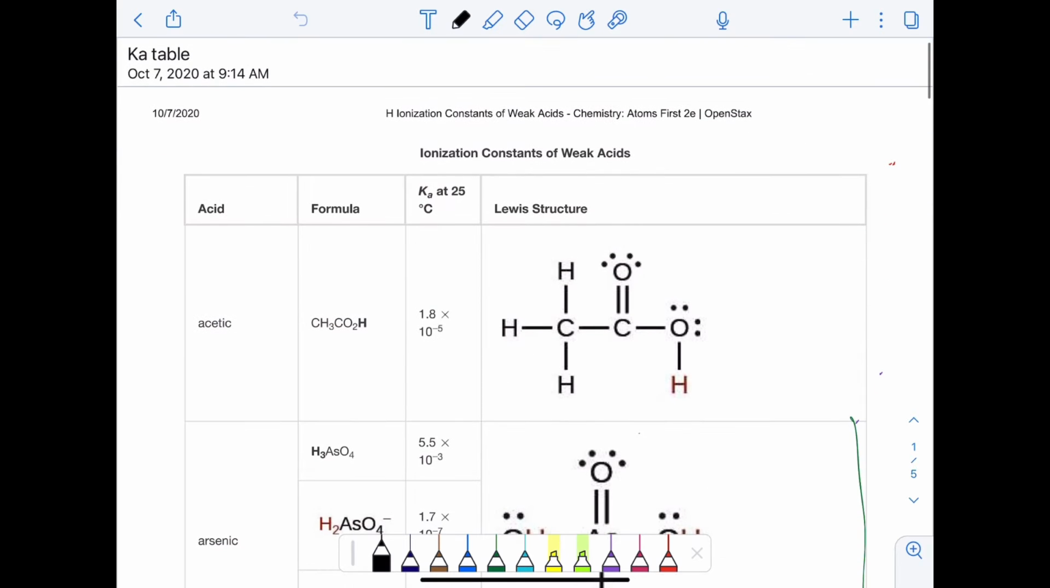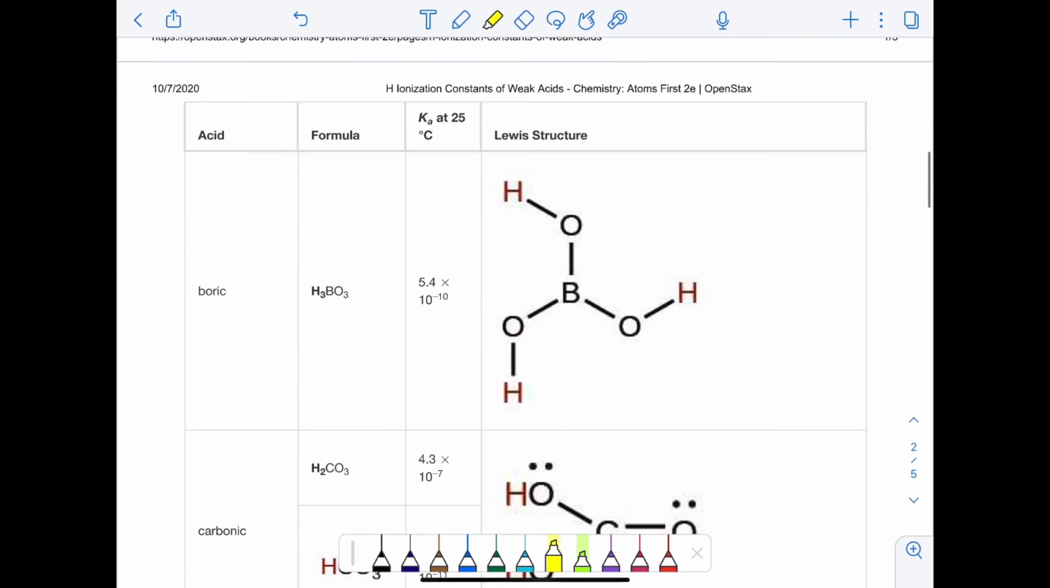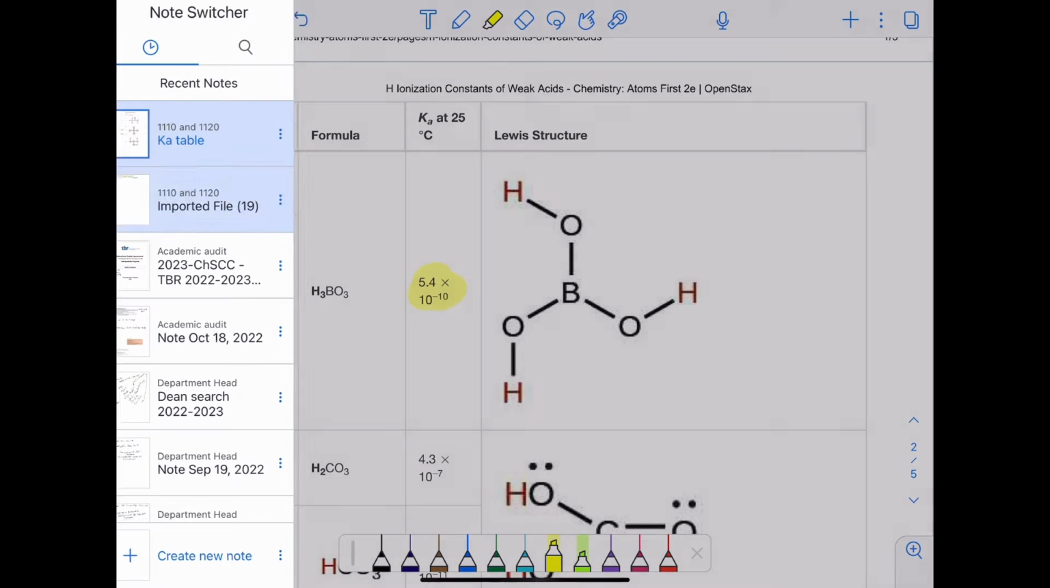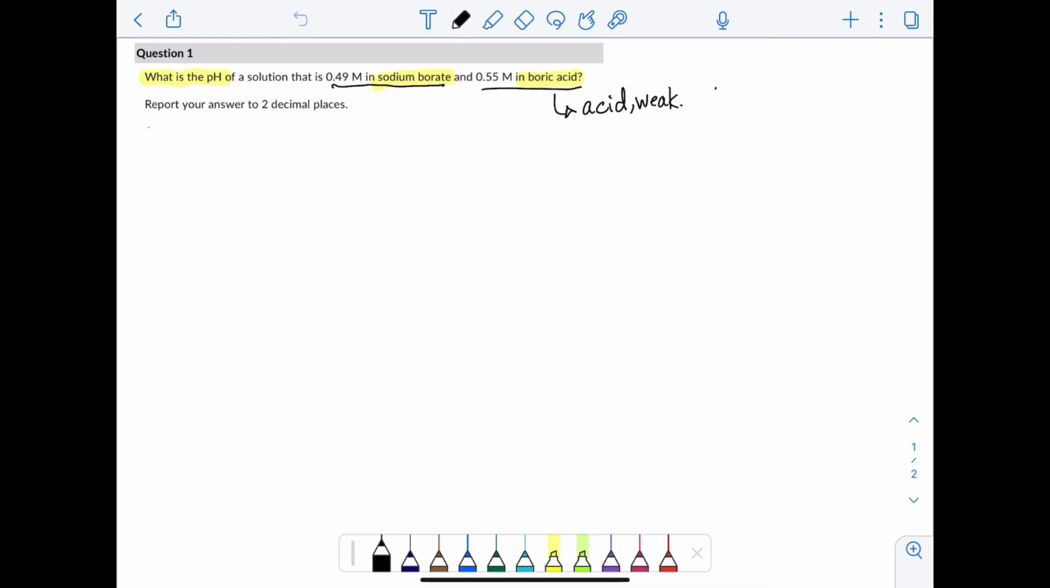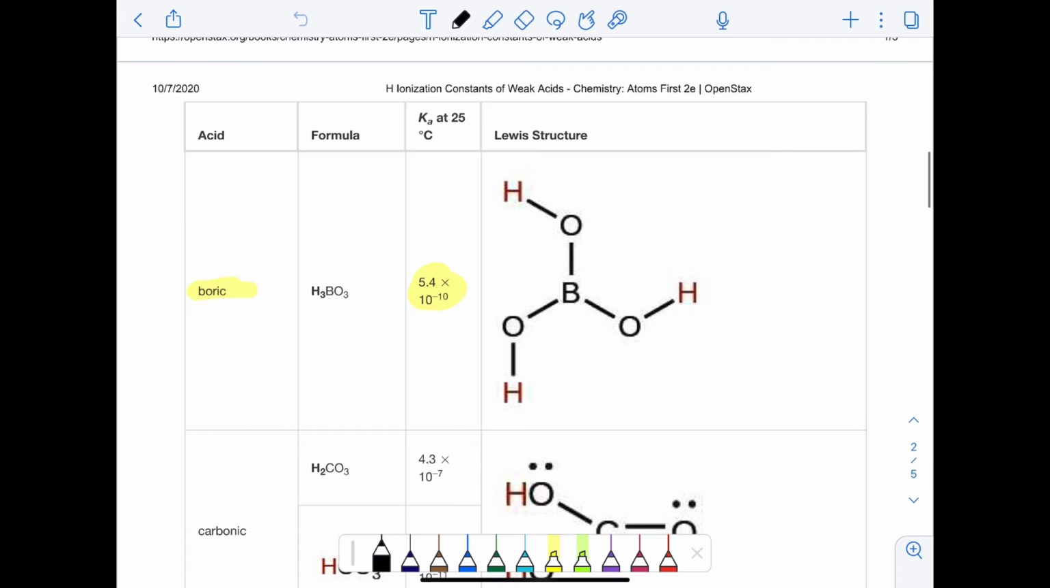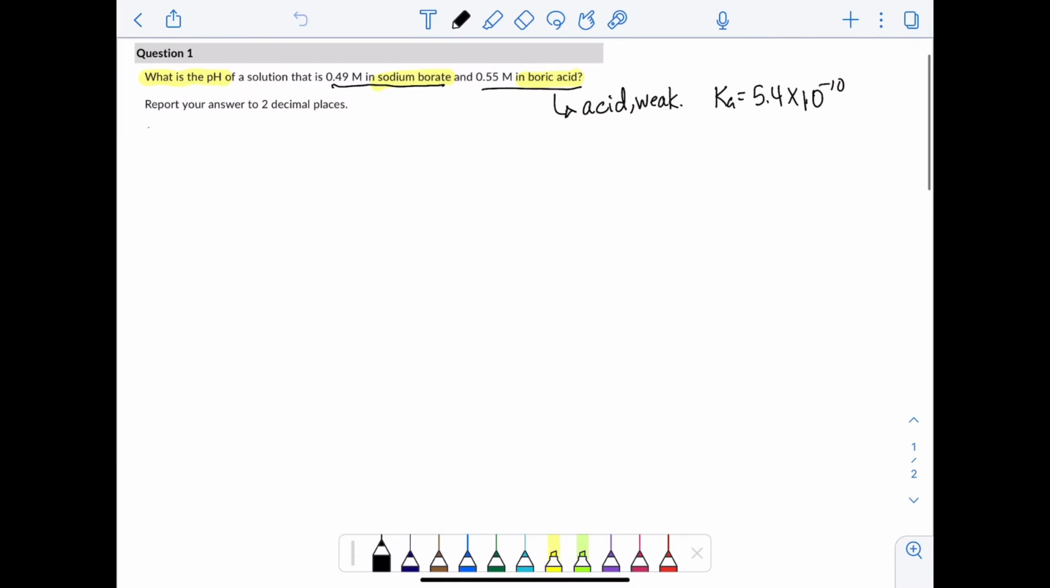This is our table of ionization constants for weak acids. And I scroll down and I do indeed find boric acid, a Ka value. I've even got the formula there if I want to use it. And we'll talk about that in just a minute. But there is the Ka, 5.4 times 10 to the minus 10. So let's bring that file back and write that down. Let me double check that. 5.4 times 10 to the minus 10. Yeah, got it. We might need that in a minute.